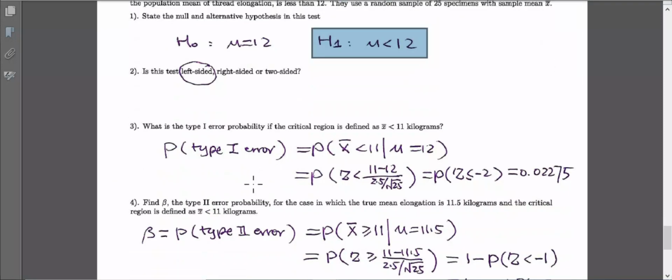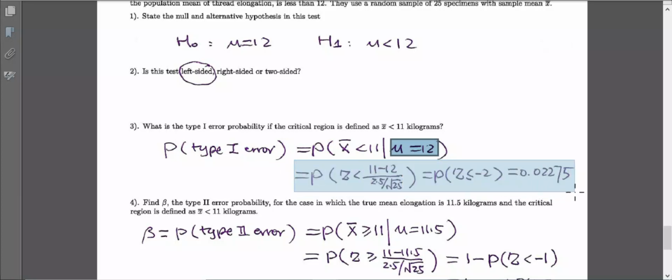All right, how to figure out the type 1 error probability? What is type 1 error? Type 1 error says the null hypothesis is right, that means mu equals 12, but we reject the null hypothesis. What is the rejection region? The critical region is defined as x bar less than 11. So that's why we need to figure out the probability for x bar less than 11 given the true mu is 12. That's the way we figure out the probability, right? And then the rest is just to calculate the probability as we did before, okay?